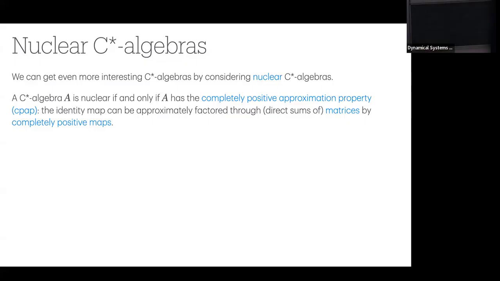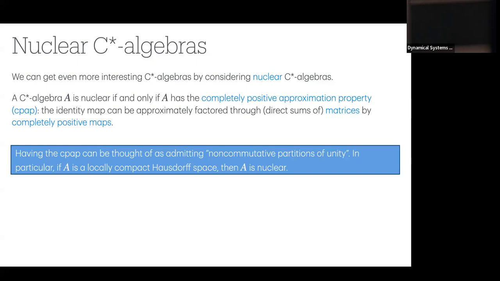So the CPAP is somehow another weakening. We went from UHF algebras to AF algebras, and now we're weakening things a little further. We can sort of think of this as admitting non-commutative partitions of unity.